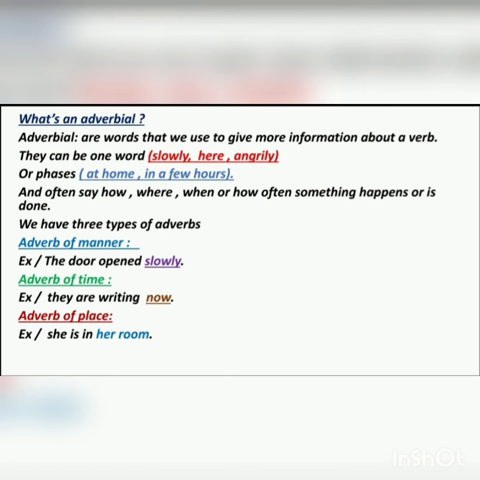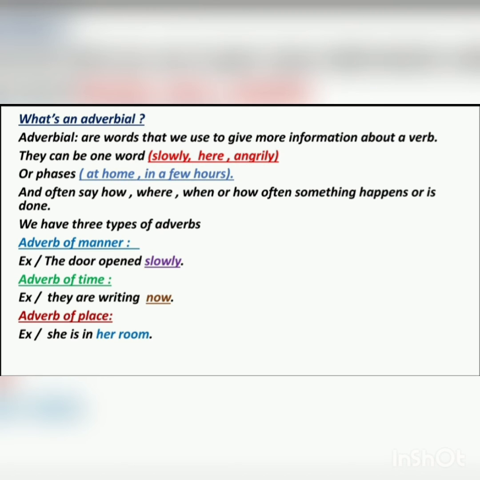Finally, we have adverbial, the last element in the sentence. What is an adverbial? Adverbials are words that we use to give more information about a verb. An adverbial is not something obligatory actually in the sentence. We can omit it. We can delete this adverb from the sentence, and the sentence will still be correct and grammatical. So the adverbial is not obligatory in the sentence, it's optional.